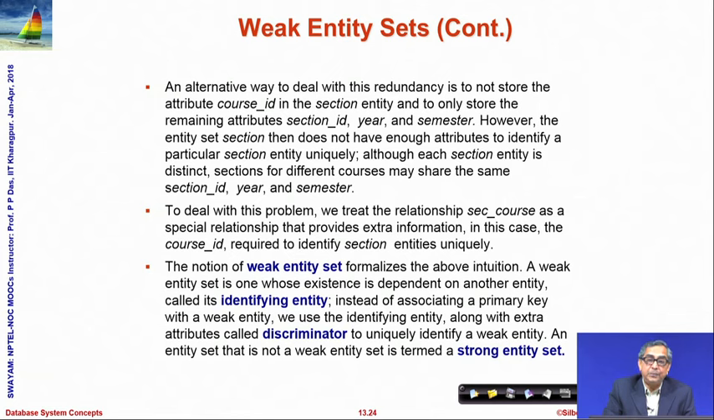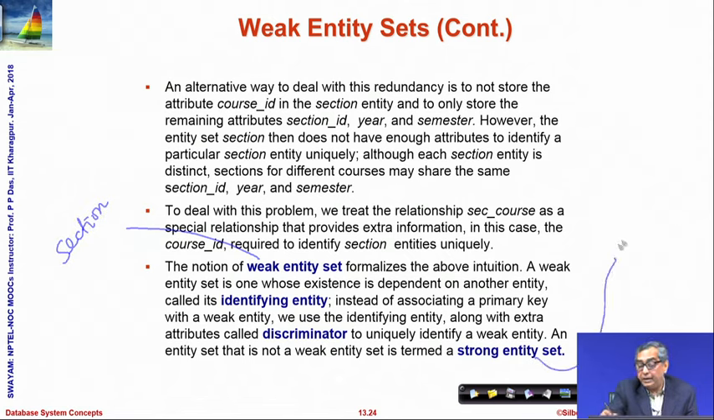When such relationships are used to identify entities of a particular entity set, then the unique side, the course side, which is unique, is known as the identifying entity, and the other attributes, in this case section ID, year, semester, are known as the discriminators. So, we have a relationship between a weak entity set, which is section.